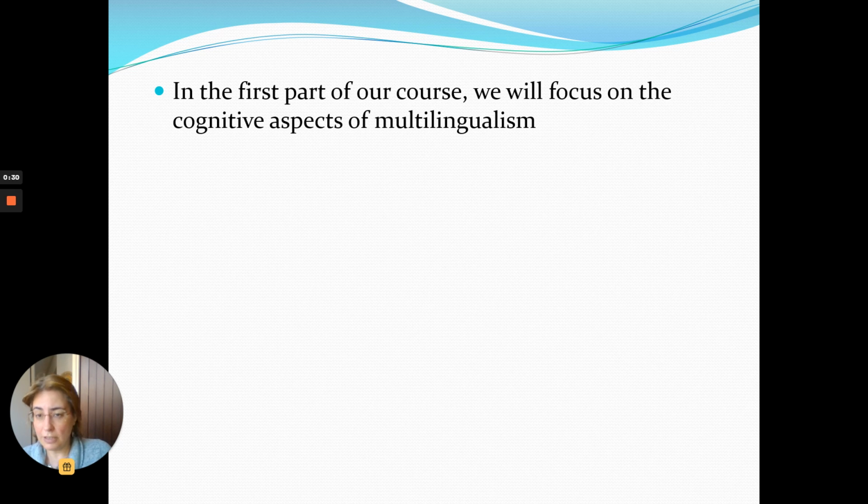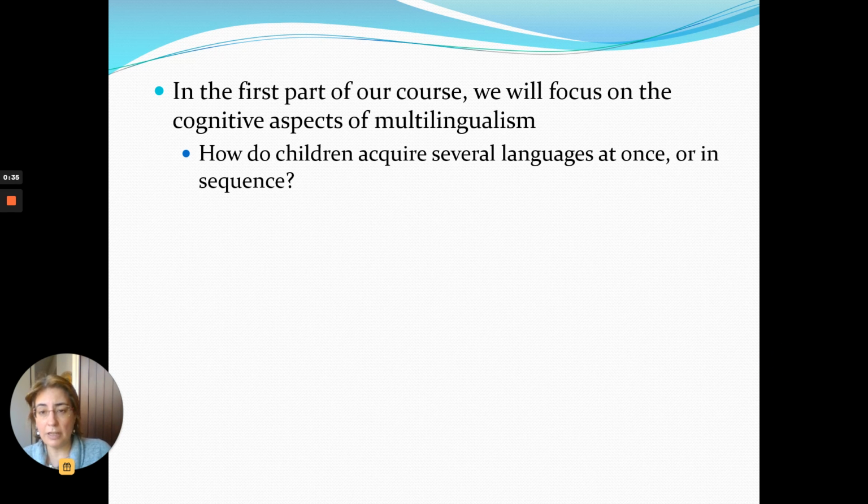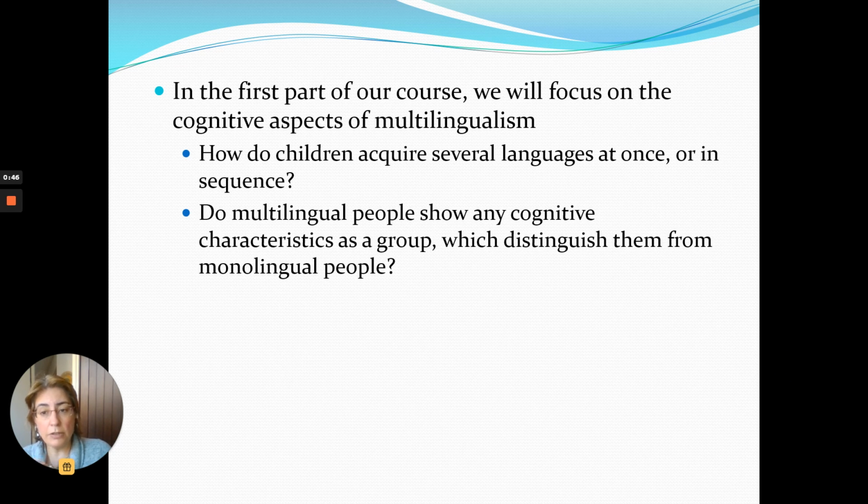We will focus on the cognitive aspects of multilingualism, and specifically on the questions of how do children acquire several languages at once or in a sequence. How do they do it? What stages they go through, and so on. And we are going to have, all the time, an implicit comparison and sometimes an explicit comparison between multilinguals and non-multilinguals. So the questions that we will have in the background all the time will be, do multilingual people show any cognitive characteristics as a group which distinguish them from monolingual people?